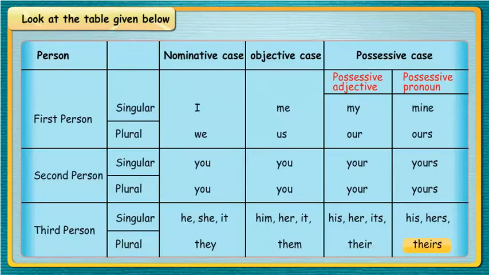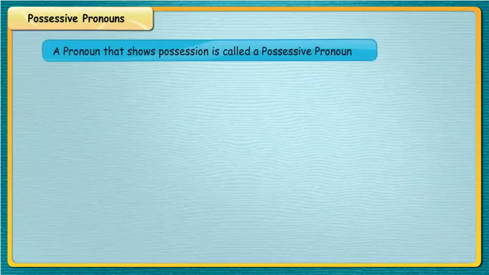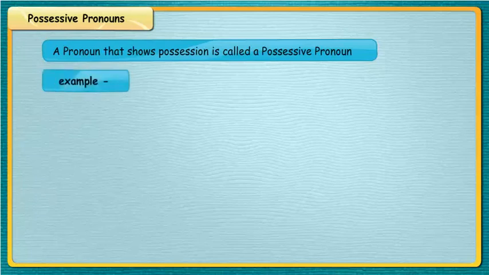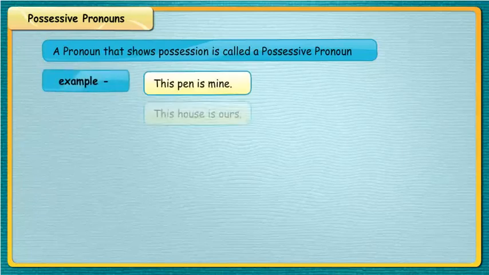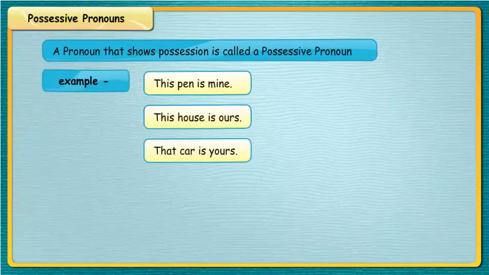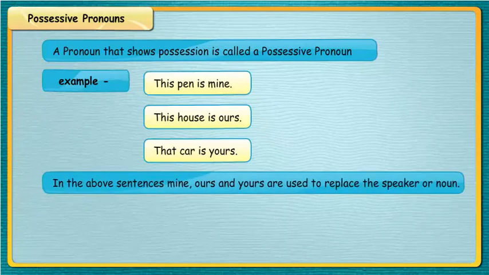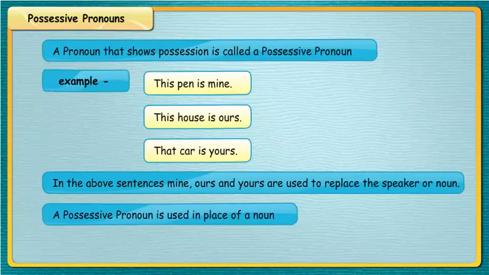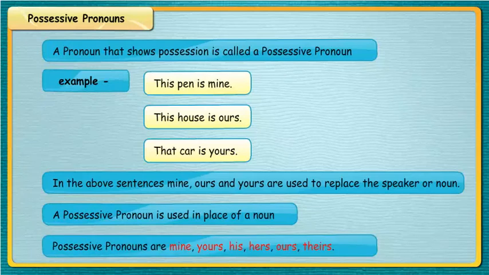Their, theirs. Possessive pronouns. A pronoun that shows possession is called a possessive pronoun. Example, this pen is mine. This house is ours. That car is yours. In the above sentences, mine, ours, and yours are used to replace the speaker or noun. A possessive pronoun is used in place of a noun. Possessive pronouns are mine, yours, his, hers, ours, theirs.